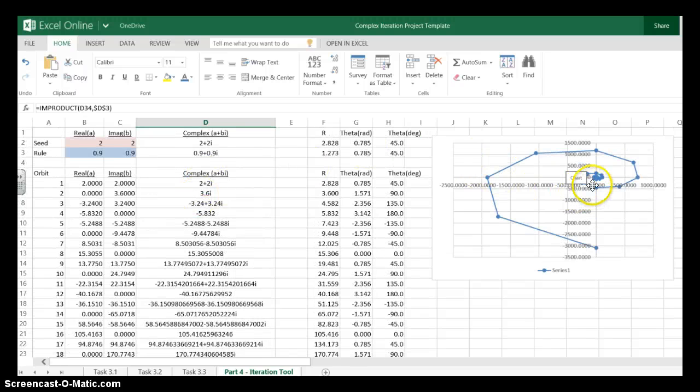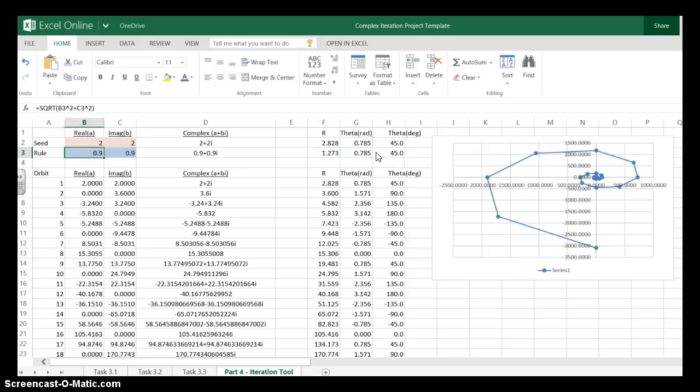Okay, so what this looks like it's doing is starting at 2, 2, and then these numbers are pretty big in the axes here, and it's spiraling outward. And that makes sense because our rule is we're multiplying our seed by, in complex form, 1.273 at an angle of 45. So each time I do that, it should rotate the number 45 degrees and scale it out by 1.273. It looks like that's what it's doing.